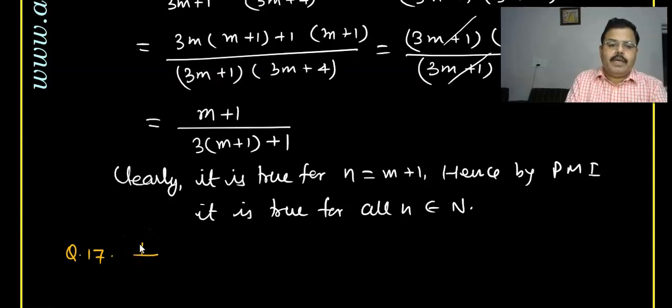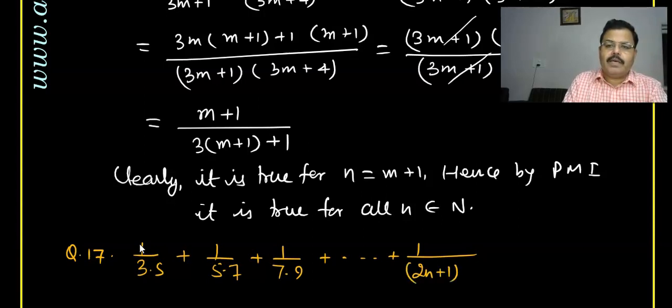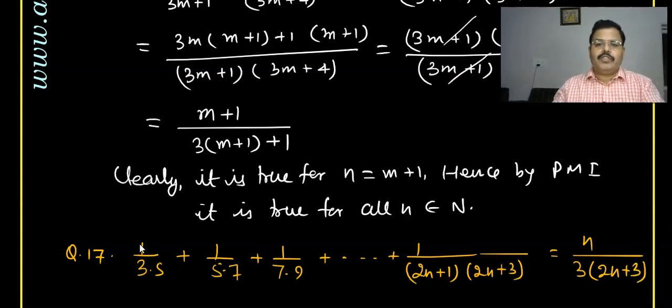The question is like 1 upon 3 into 5 plus 1 upon 5 into 7 plus 1 upon 7 into 9, like this. And the next term will be 1 upon 2n plus 1 and 2n plus 3, and you have to prove that the sum is n upon 3 times of 2n plus 3. So this is the question.